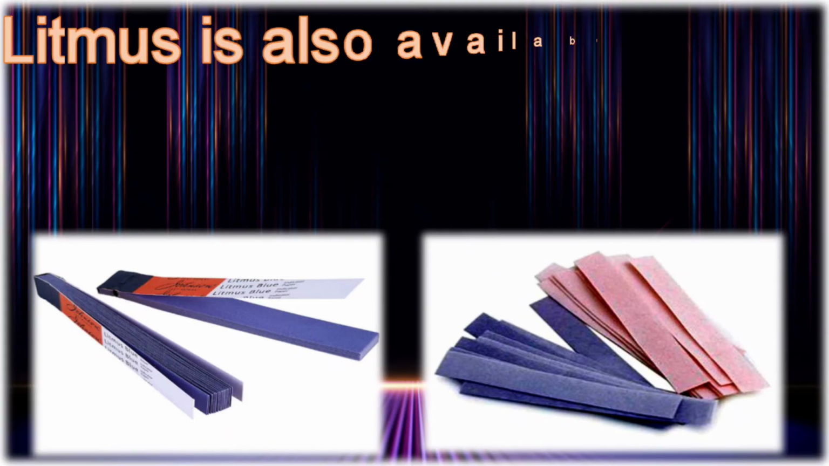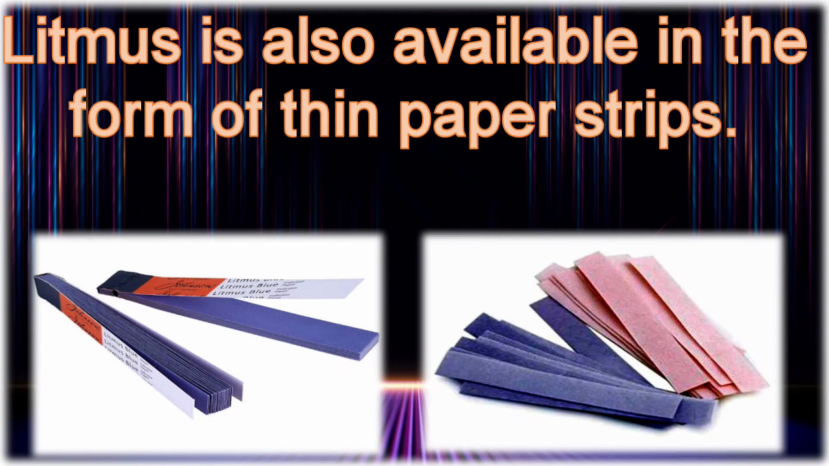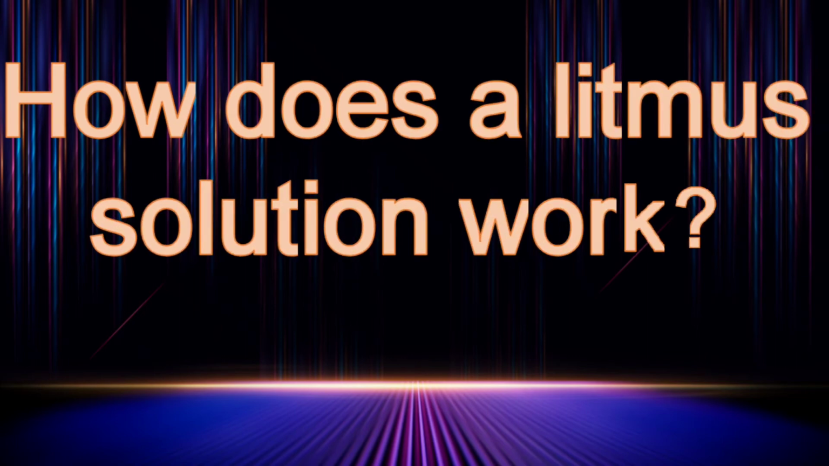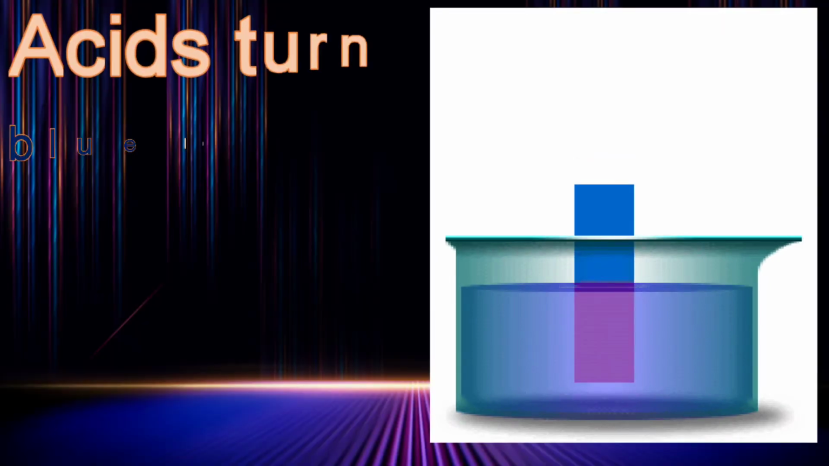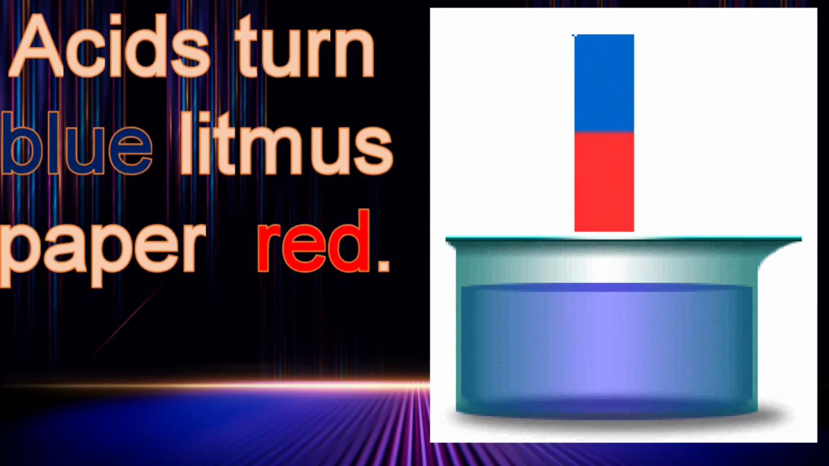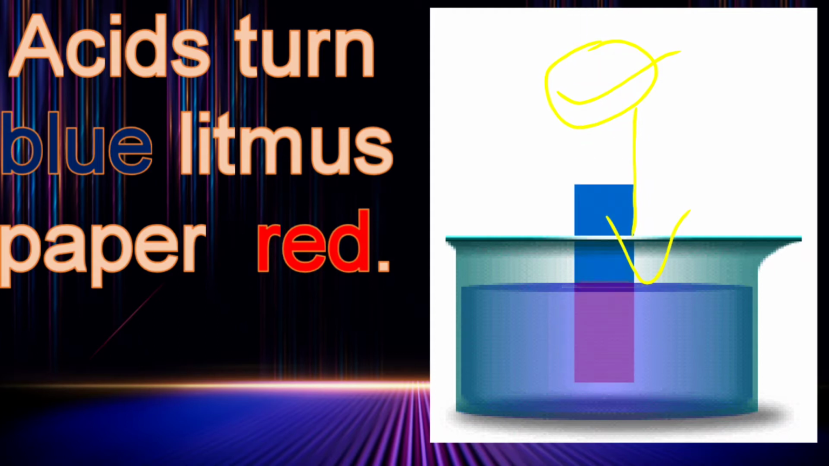It is easily available in the laboratory, and this litmus is also available in the form of thin paper strips. Here you can see it is a blue litmus paper and it is a red litmus paper. They change their color in acidic or basic medium. Now we will see how it works. Acids turn blue litmus paper red. See children, when you dip this blue litmus paper into this solution, it will turn red.